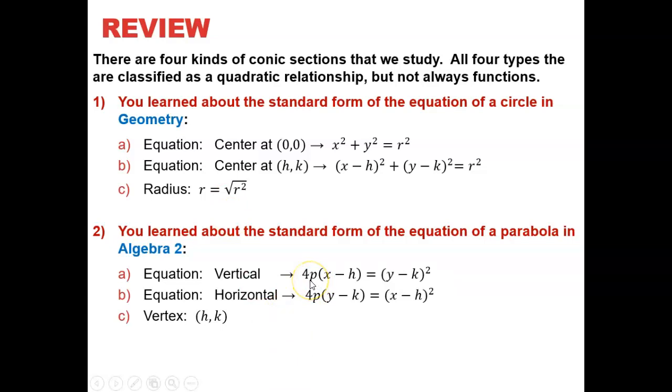We use this 4p form, where 4p is on the side of the equation that is not squared. And we looked at vertical and horizontal, vertical ones being functions, horizontal ones being not functions. The h and k is the vertex in the parabola. And notice here that this equation is h then k, where this one is k then h.